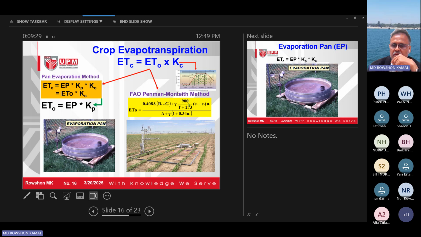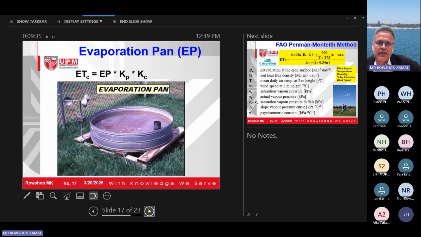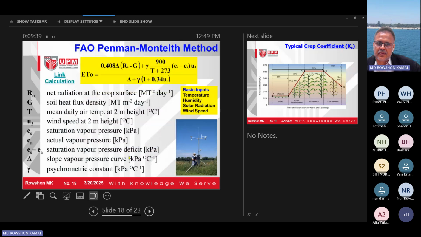I will explain more during the class. Let me finish. I just separated this into two slides. This model is called the Penman-Monteith method.